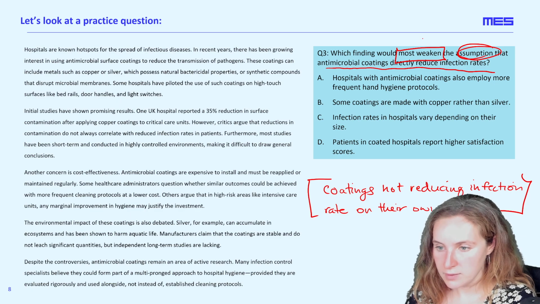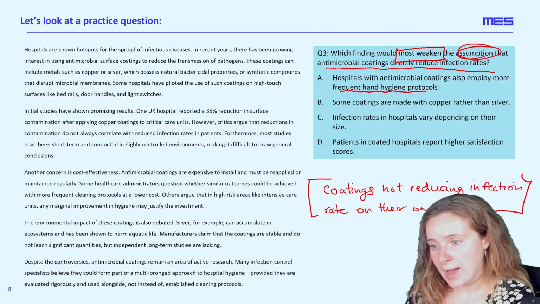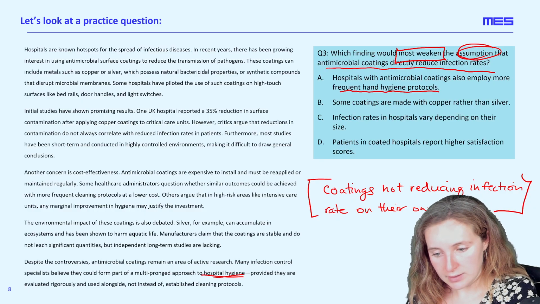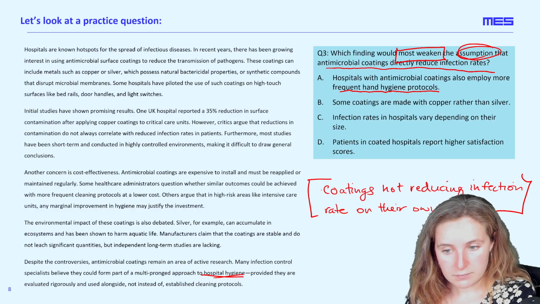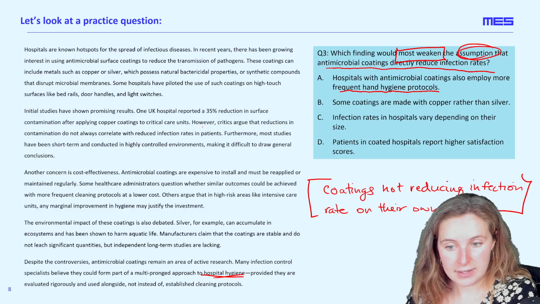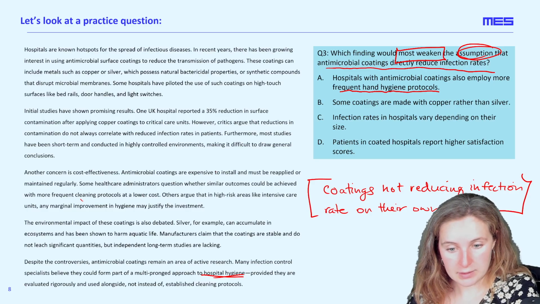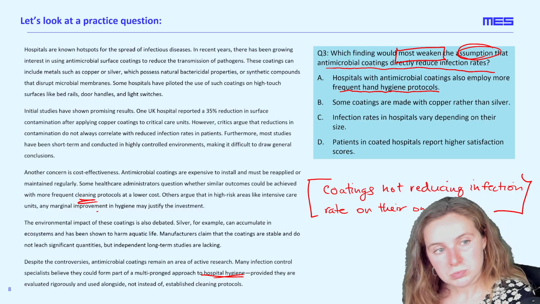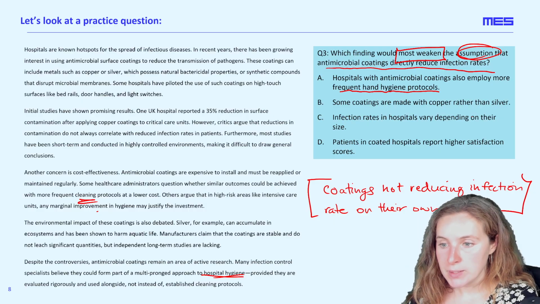Option 1: Hospitals with antimicrobial coatings also employ more frequent hand hygiene protocols. Okay, they don't talk about hand hygiene in this passage. They do talk a little bit about hygiene, and we know that they talk about cleaning, etc. further up here, cleaning protocols. There we go. Okay, so could we logically conclude this?